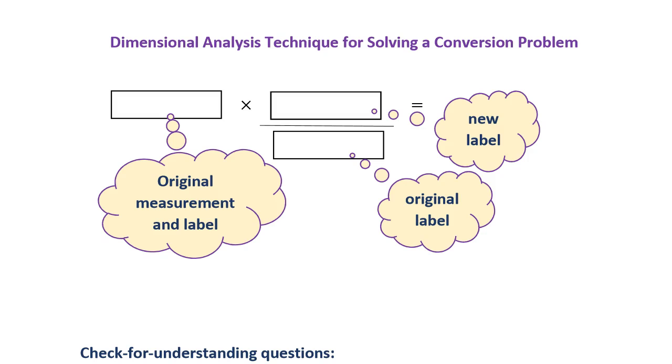On the next page of the notes is a summary of the dimensional analysis technique for solving a conversion problem. You write down the original measurement with its label. Then write multiply and draw a fraction line. In the denominator of that fraction, you need to have whatever the original label is. Because this label will match this label here, they will cross cancel. In the numerator of that fraction, write down the new label, the one that you're trying to create. Then fill in the numbers into the fraction to create your conversion factor ratio.